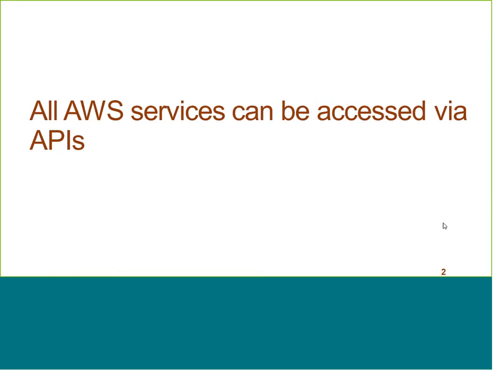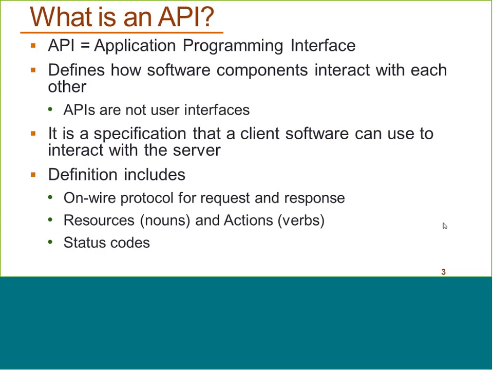Firstly, it's important to remember that all AWS services can be accessed via APIs, and in fact these APIs expose all the possible options of the service, which may not be available via the console or the CLI, right? And just as an introduction, what is an API?